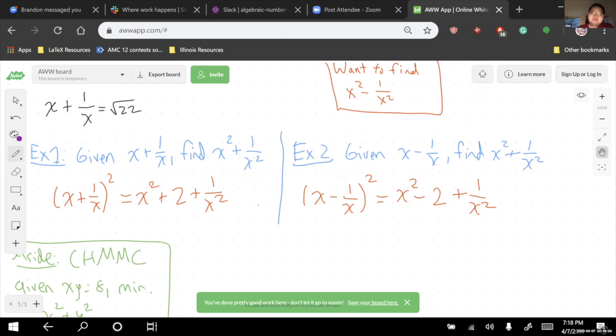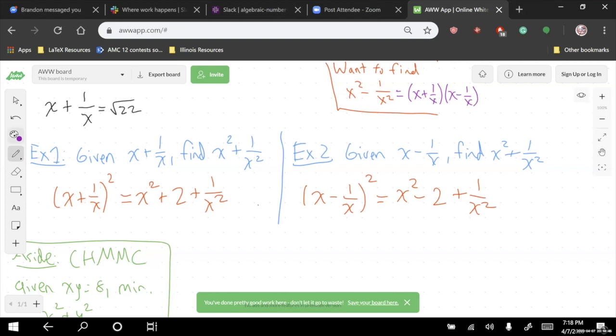I mean, the problem is almost equivalent to solving for x, right? Because it's easy to find x squared plus 1 over x squared. I mean, once you find x, you find x minus 1 over x, right? Yeah, that's where I'm going. All right, sorry, continue. My bad.